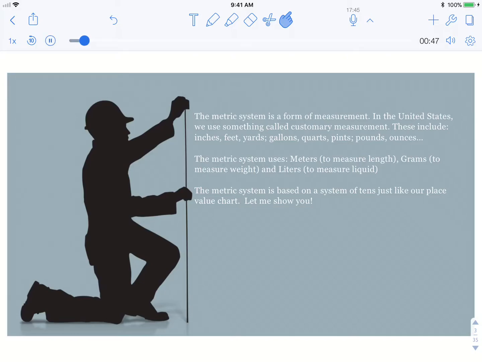The metric system is a form of measurement. In the United States, we use something called customary measurement. These include inches, feet, yards, gallons, quarts, pints, pounds, ounces, and so on. The metric system uses meters to measure length, grams to measure weight, and liters to measure liquid. The metric system is based on a system of tens, just like our place value chart.